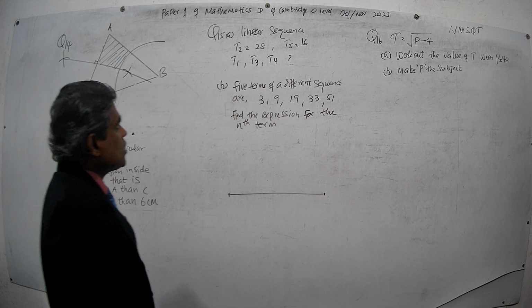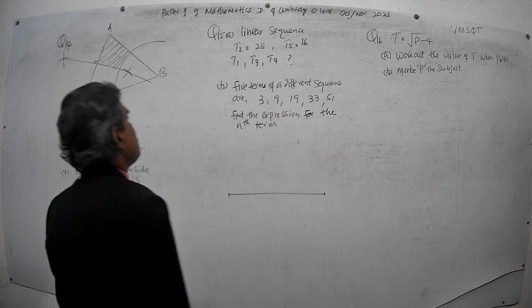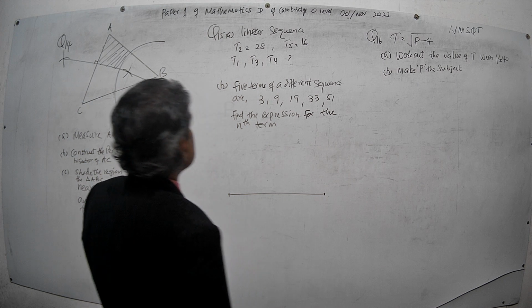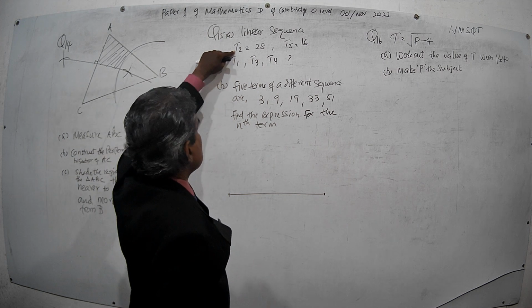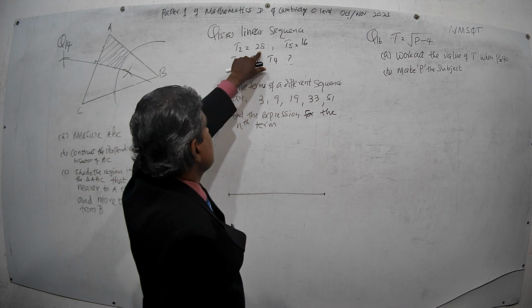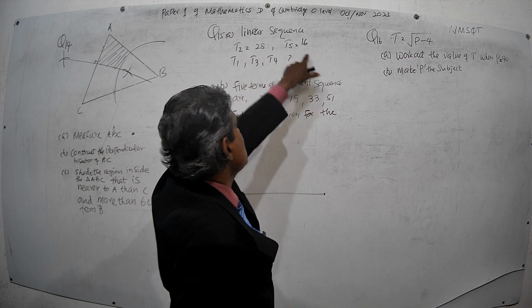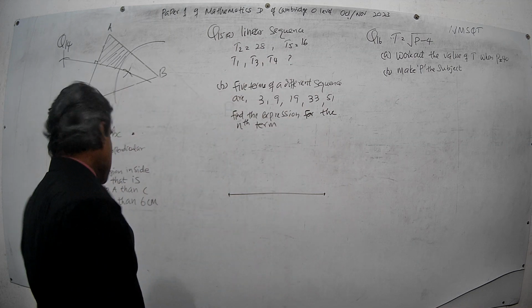There's a linear sequence. Q15a says that there's a linear sequence. Its second term, T2 means second term, is 28. And its T5, the fifth term, is 60. They ask, what is the linear sequence?